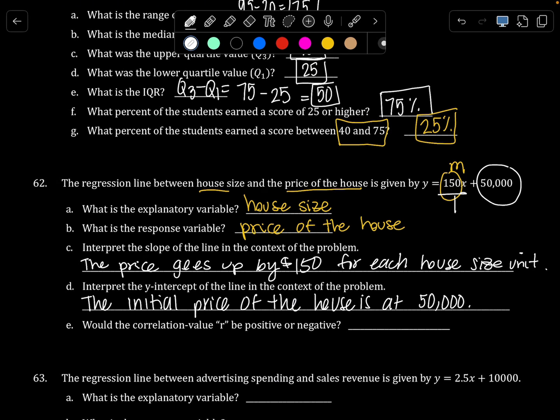Would the correlation of R be positive or negative, guys? If you increase the house size, you increase the price? Positive. Increase, increase, increase, increase. That means this guy goes up, this guy goes up, boom.